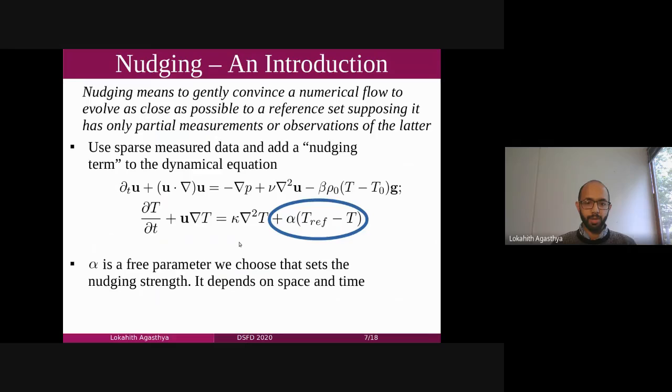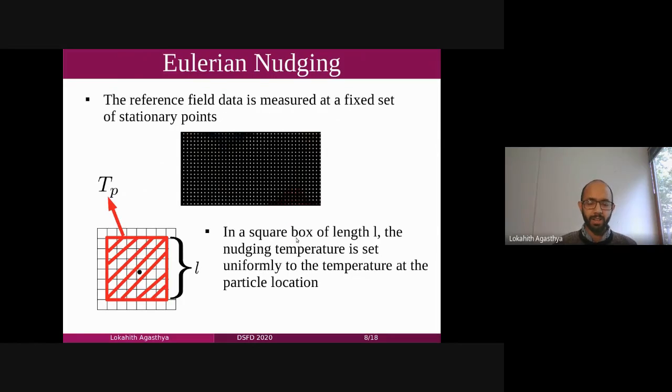And so in this study, what we are doing is we have this alpha, which sets the nudging strength, and we have information from the reference flow, which we are trying to reconstruct. In a new simulation, taking this reference data, we try to reconstruct the original reference flow. And this nudging term is a kind of spring. It's a relaxation term which gently pushes the temperature field towards the reference temperature field. That's why the name nudging is very indicative, and that's why we say we try to gently convince this numerical flow.